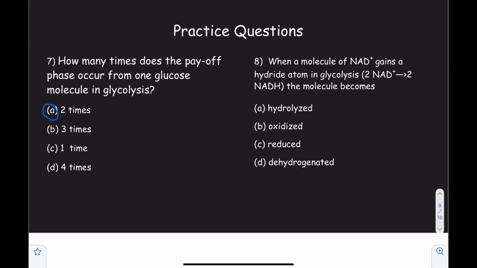When a molecule of NAD gains a hydride atom in glycolysis, the molecule becomes reduced, because it was positive and now neutral. Remember I said the hydride ion is a hydrogen atom with an extra electron, so it acts as an electron, and gain of electron is reduced. That's it for this video.